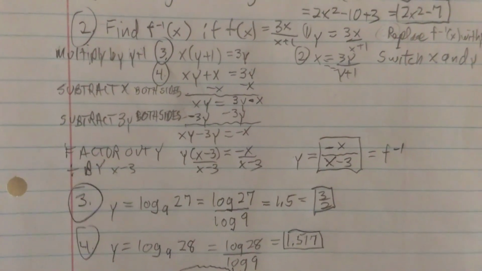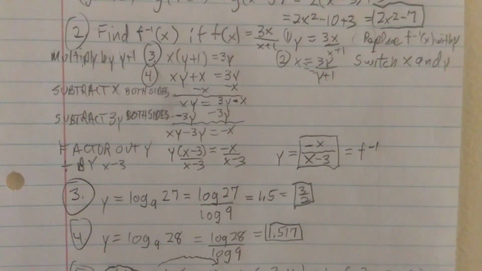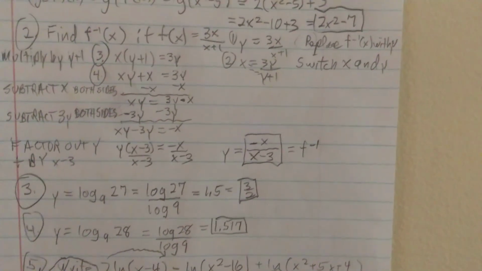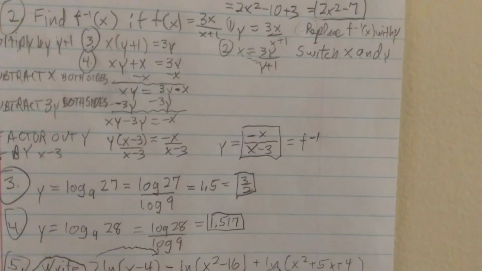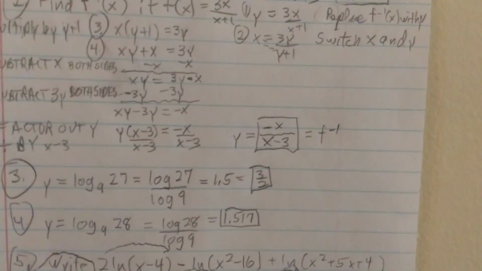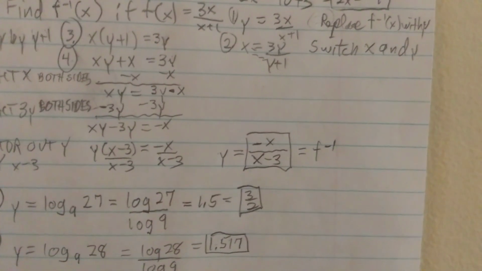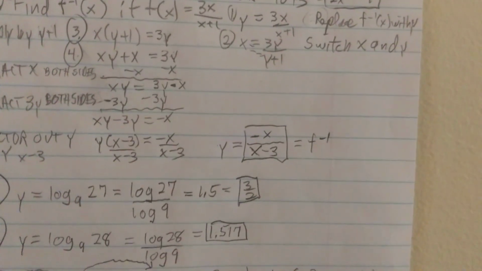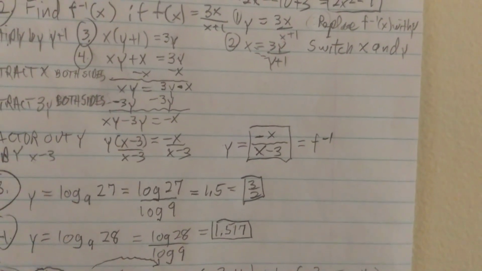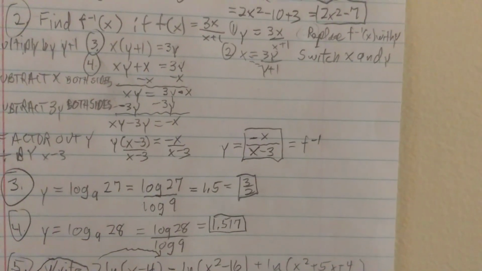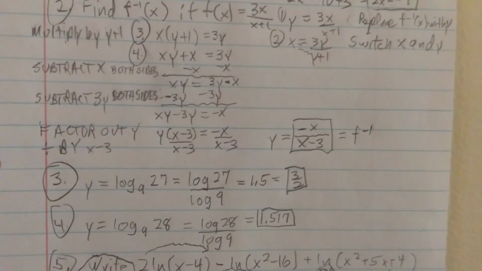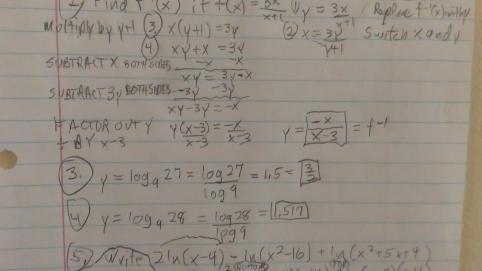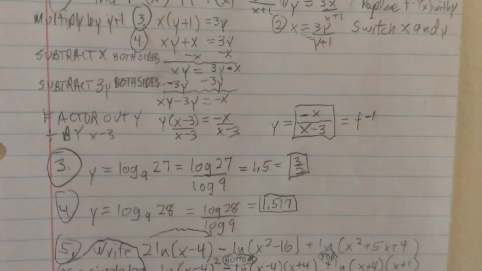So find f inverse if f of x is 3x over x plus 1. So I'm trying to lay out some steps here. First, replace f of x with y, so we have a y and an x, because on step 2 we have to interchange the x and the y. So it was 3x over x plus 1, now it's 3y over y plus 1. The x's have become y's and the y's become an x. Now the next thing we want to do is to multiply by y plus 1 on both sides on step 3 here. So now we have x times y plus 1 equals 3y.